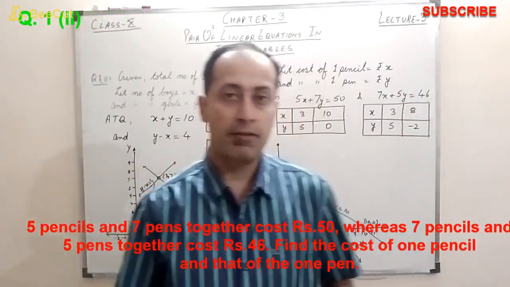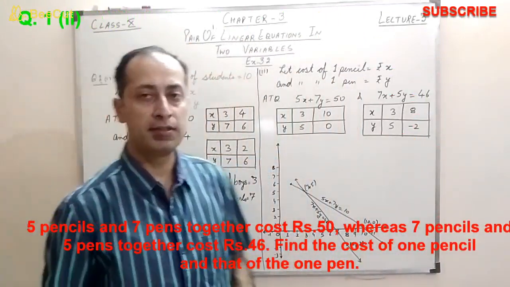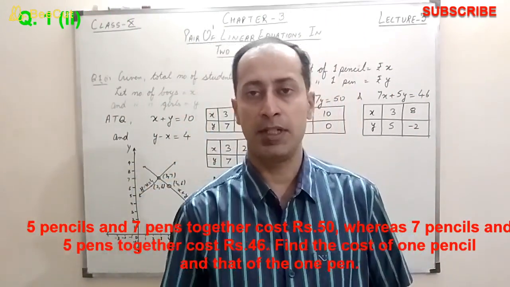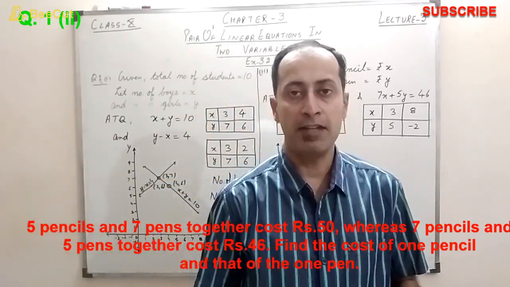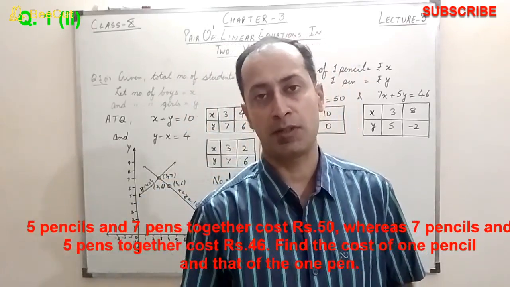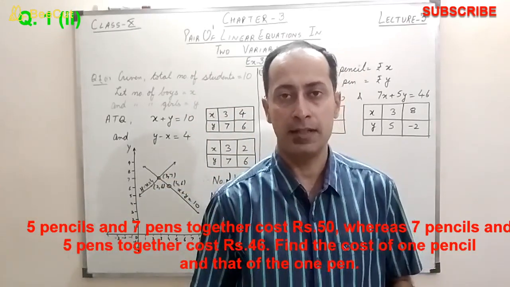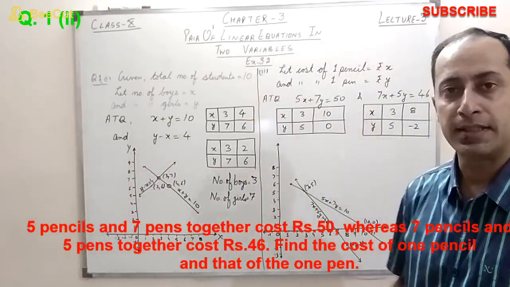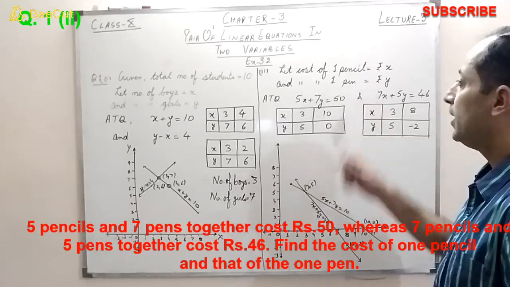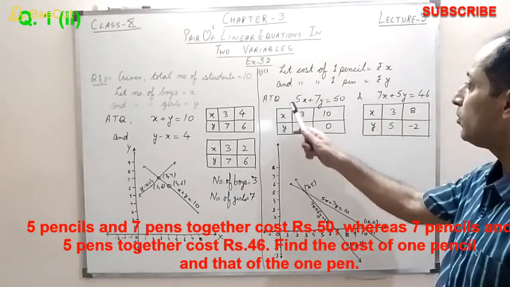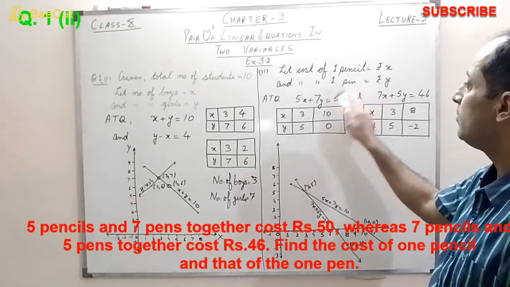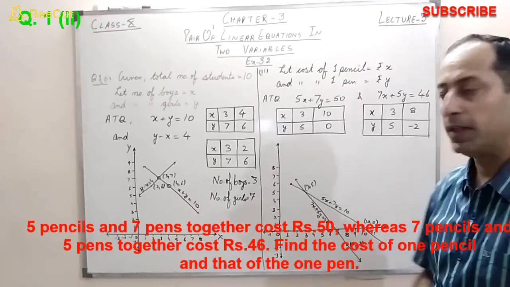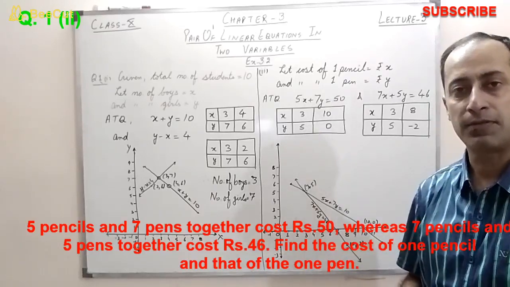It's given 5 pencils and 7 pens together cost rupees 50, and 7 pencils and 5 pens together cost 46. So we have to represent it on the graph and find the solution. We suppose that the cost of 1 pencil is rupees x and the cost of 1 pen is rupees y. So according to the question, the cost of 5 pencils becomes 5x, the cost of 7 pens becomes 7y. Adding these two, we get 5x plus 7y equals 50.